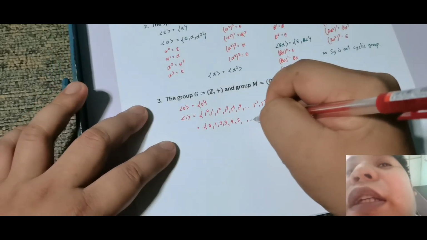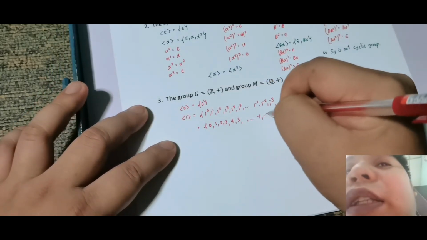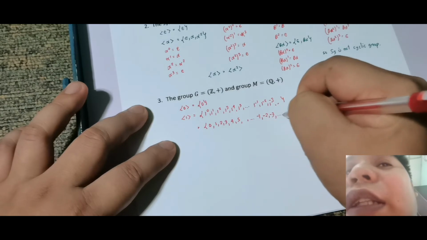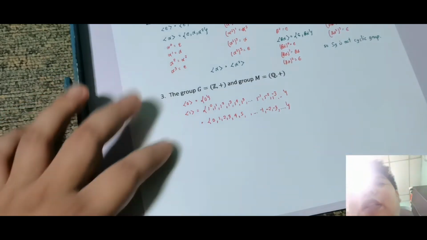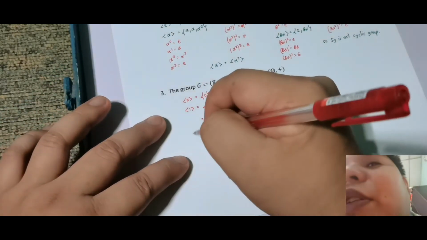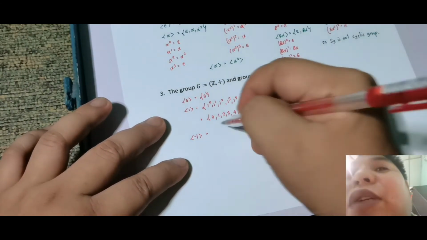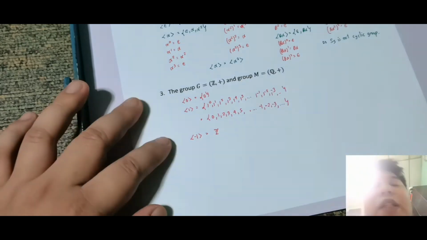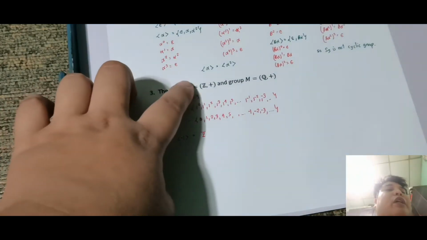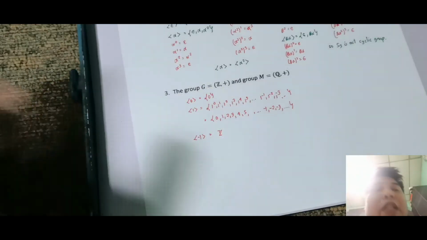Okay, then that something. So this is negative 1, negative 2, negative 3, then that something. Okay, so we all know that this is a generator. Also, check nyo rin si negative 1. So si negative 1 is also equal sa integers. Okay, kasi si 1 and negative 1 are generator ng Z, plus. So yan silang dalawa lang.